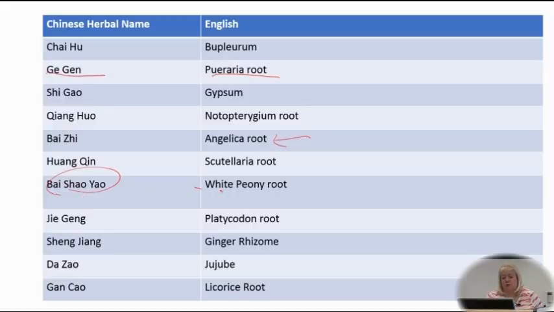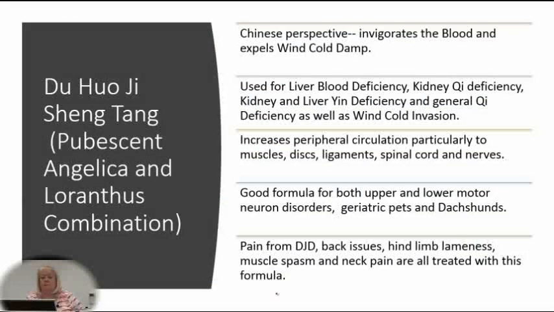So here is another formula that I do use, Duhuo Jisheng Tang, which is pubescent angelica and loranthus. From a Chinese perspective, it's an invigorator of blood and expels wind, cold, and damp. I'm using this for liver blood deficiency and qi deficiency, because it increases peripheral circulation, particularly to muscles, discs, ligaments, spinal cord, and nerves. So this sounds like a formula that all rehab professionals should use.